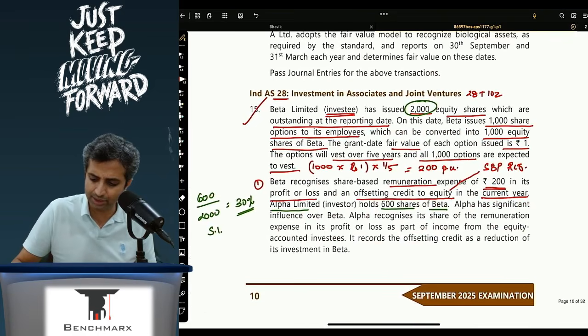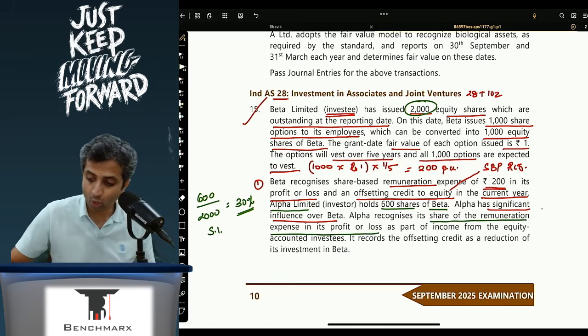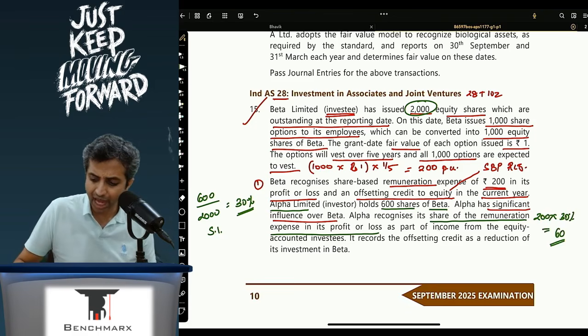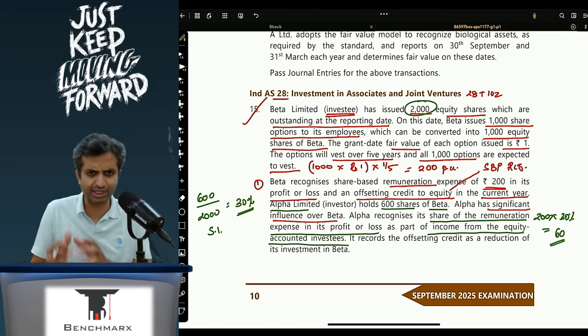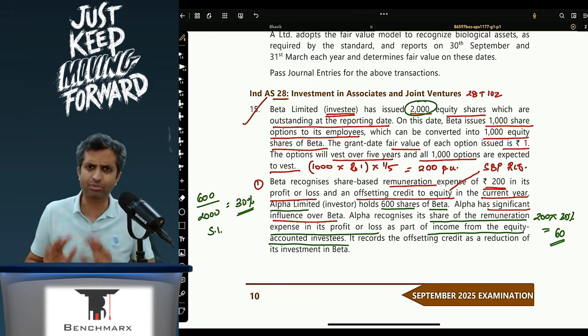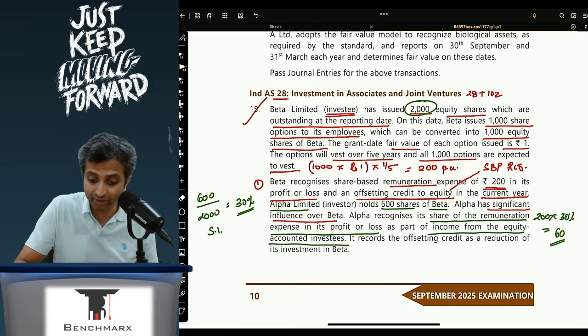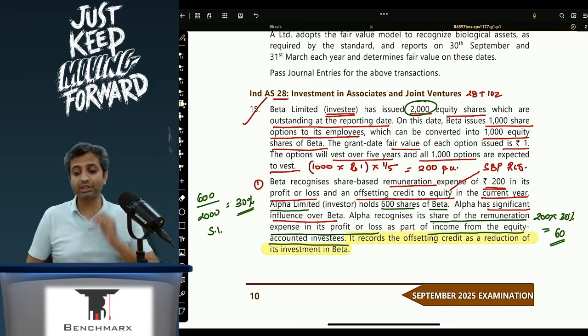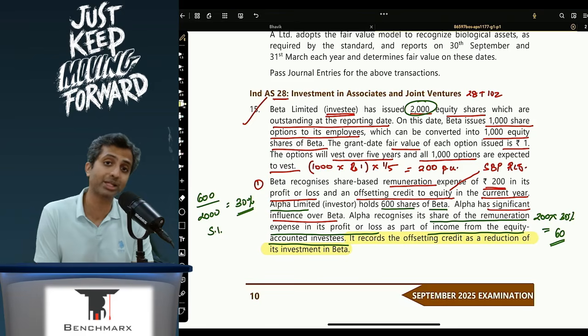It tells you further, if you see, Alpha has significant influence over Beta. Yes, we know this, 30% stake is there. Alpha recognizes its share of remuneration expense in the profit and loss. What is its share of the remuneration expense? 200 into 30%, which is its share, that is equal to 60 rupees, which is perfect. As a part of income from equity accounted investees, whatever is the line item which is showing the profit and loss from associates, from that I'll reduce 60 rupees. It records the offsetting credit. This is what they tell you. But even if they did not tell you, you should be doing this. It records the offsetting credit as a reduction in investment in Beta.